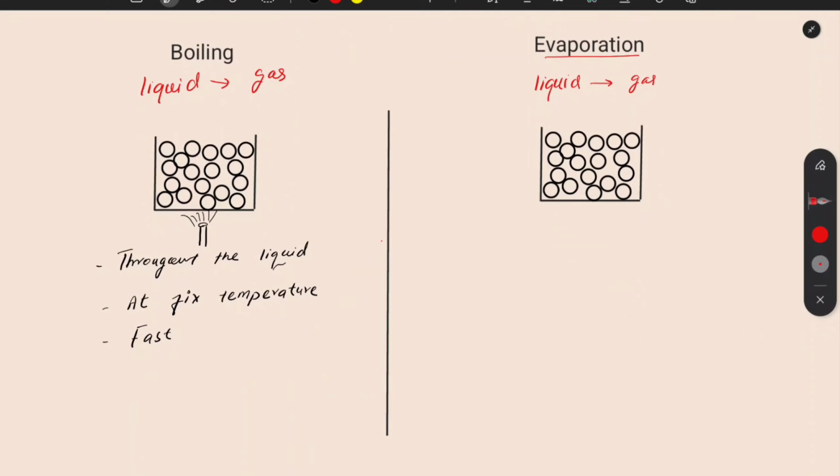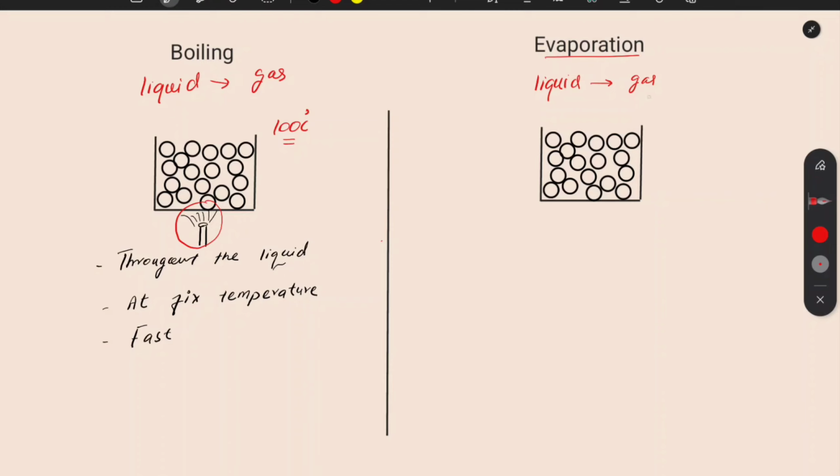Boiling will occur at a fixed temperature. If you want to boil something, you have to heat that substance at a fixed temperature. There is a temperature you should attain to boil something. So 100 degrees centigrade was the temperature at which you can boil your liquid. So this will occur at a fixed temperature, and that is why you have to provide energy by heating that liquid.